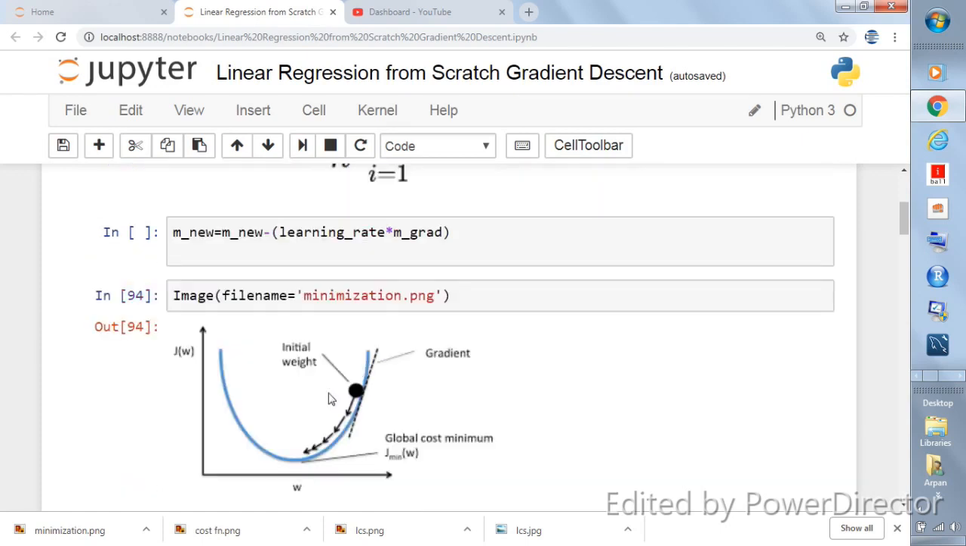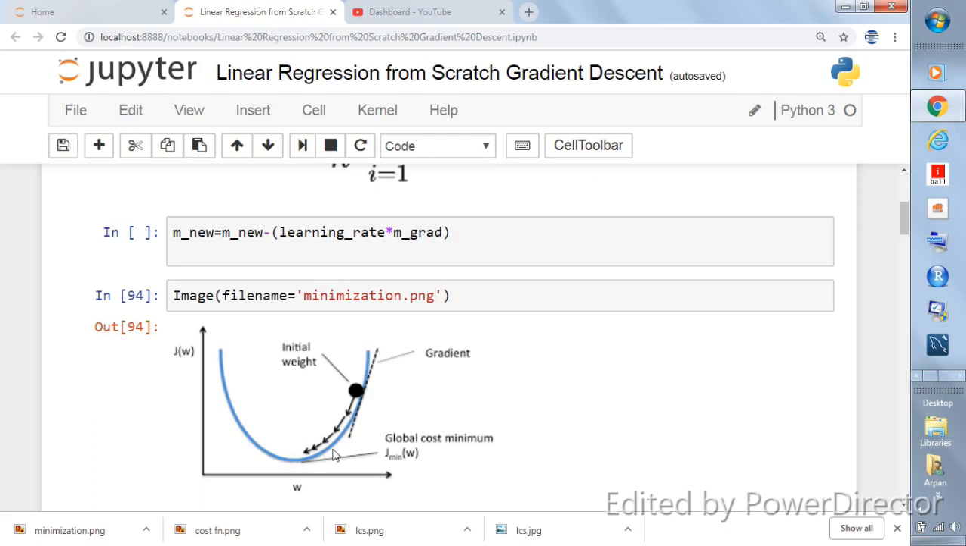What we will do is randomly initialize some parameter, this slope. Let's say the algorithm started from this point. At this point, it will find the slope of the cost function with respect to parameter w. So it is like the derivative of J with respect to w, the derivative of the cost function with respect to the slope.